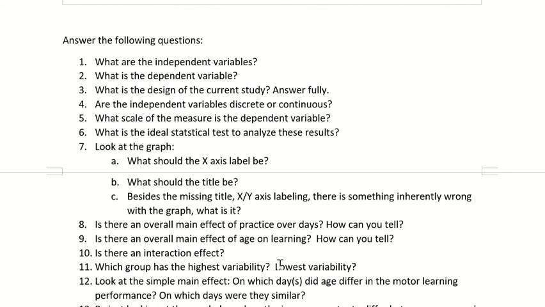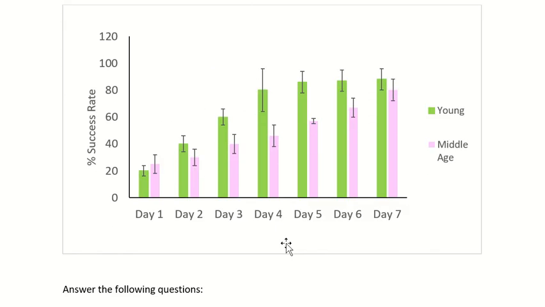Okay, now let's take a look at C. Besides the missing title and XY axis labeling, is there something inherently wrong with the graph? There is something wrong, because when you look at day 1, 2, 3, 4, 5, 6, 7, this is a continuous variable, and on top of that, the subjects are being repeatedly exposed to the actual task. So the y-axis is actually a repeated measurement, right? This should be in a line graph format, not in a bar graph format like this.